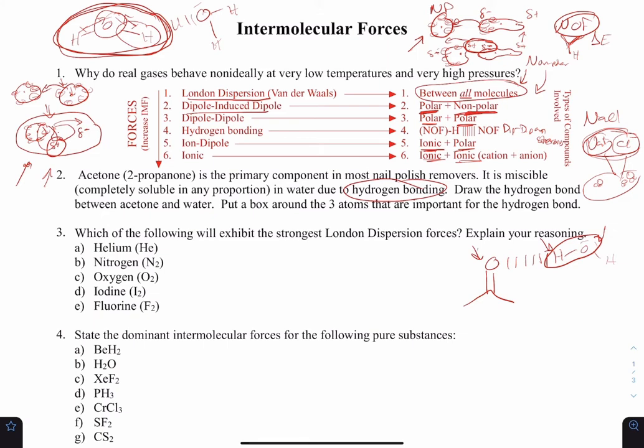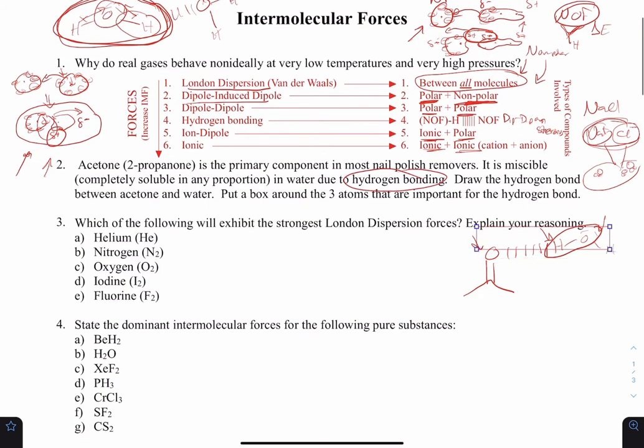Okay, so the box area that they wanted you to put in here is going to be the 3 atoms important for this hydrogen bond. So you've got the hydrogen, and then it's bound to an oxygen, and then it's binding to another oxygen. Okay, so that is a hydrogen bond. And remember, this could have been an N, a nitrogen, or a fluorine here or whatever. Okay, and that would still work as hydrogen bonding.